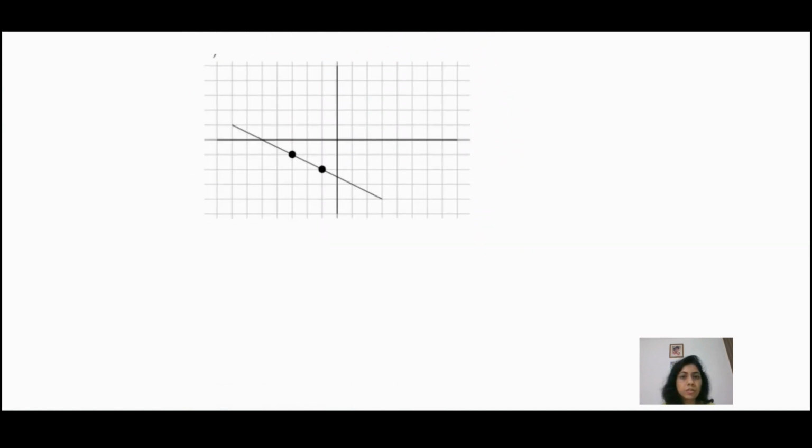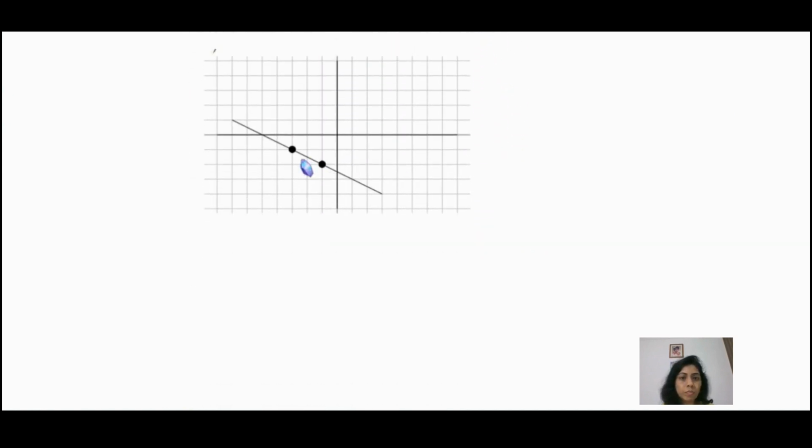Okay, let's do this second question. Here going down. Always write the formula. So here going down, it means minus 1, and going right, it means positive 2. Okay, so this is our answer, minus 1 upon 2.